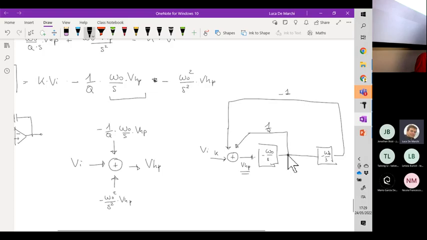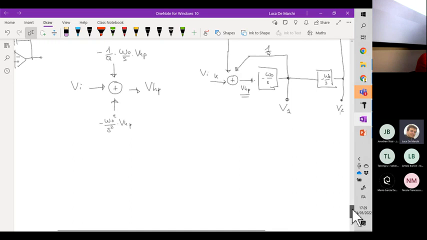It is interesting to analyze what is the result of this first integrator. So let's call the output here V1, and then the output at this point, let's call this output V2. Which kind of transfer function do they implement?